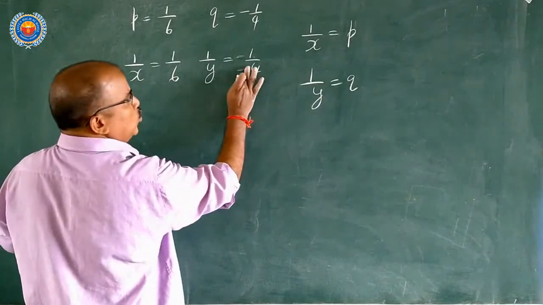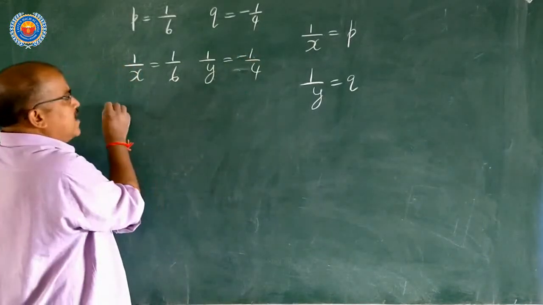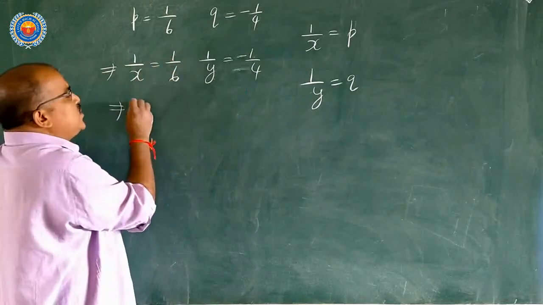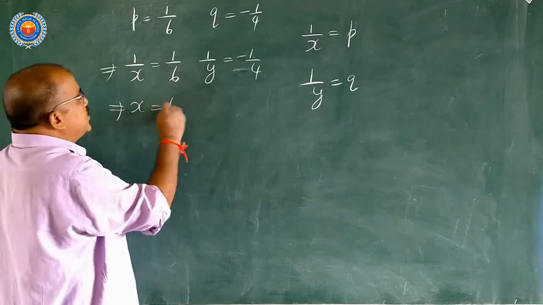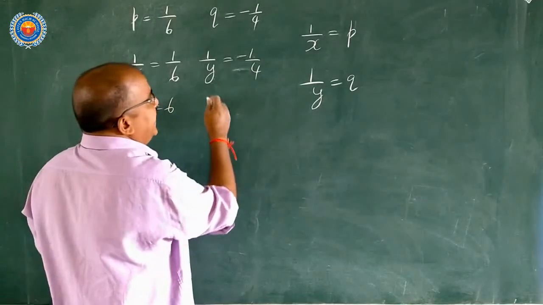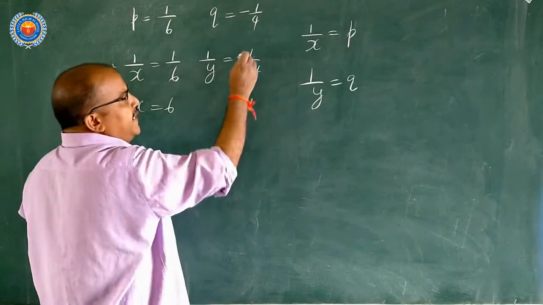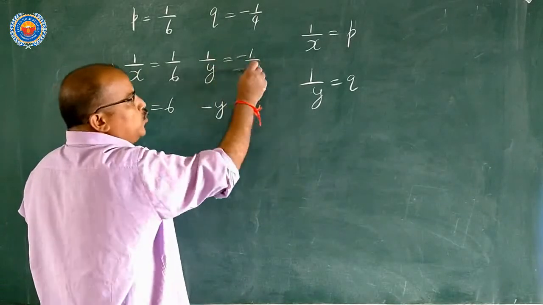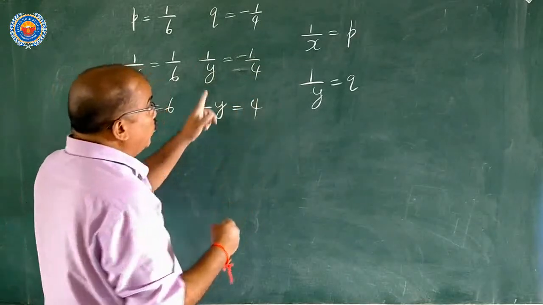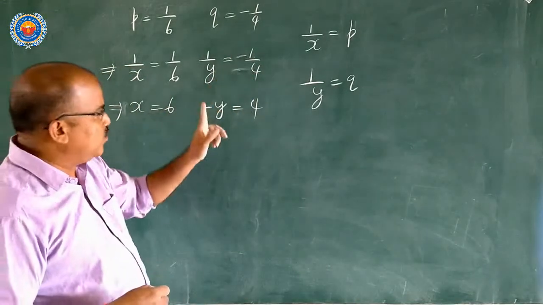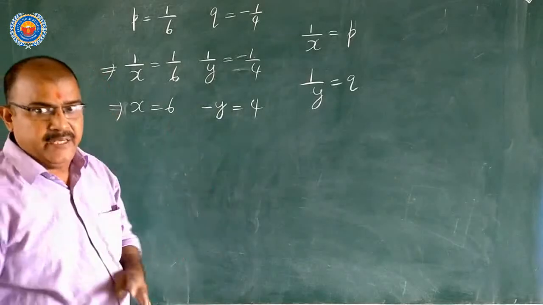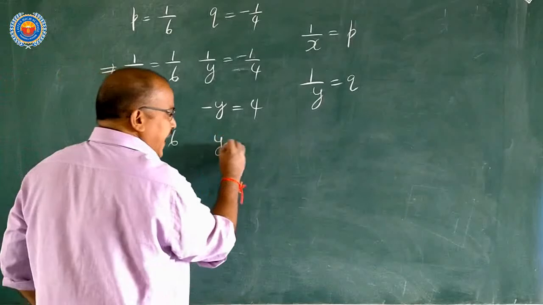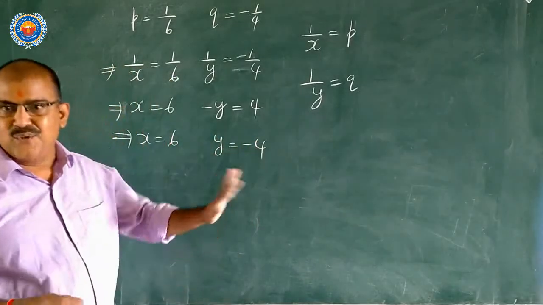Otherwise, if you want to do this with the minus, we do it like this, using the cross multiplication method. What is the cross multiplication method? x into 1 is equal to x, 6 into 1 is equal to 6. Here, y into 1 is equal to y, and 1 into minus 4 is minus 4. But I want the y value. That's why here x is equal to 6, and y I can write as minus 4. y is equal to minus 4.